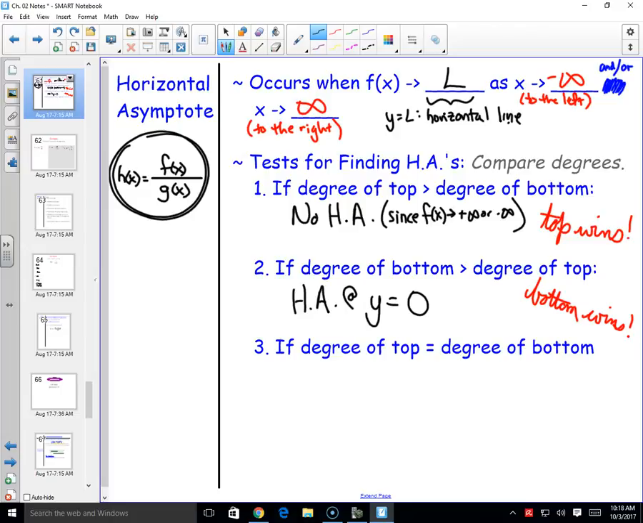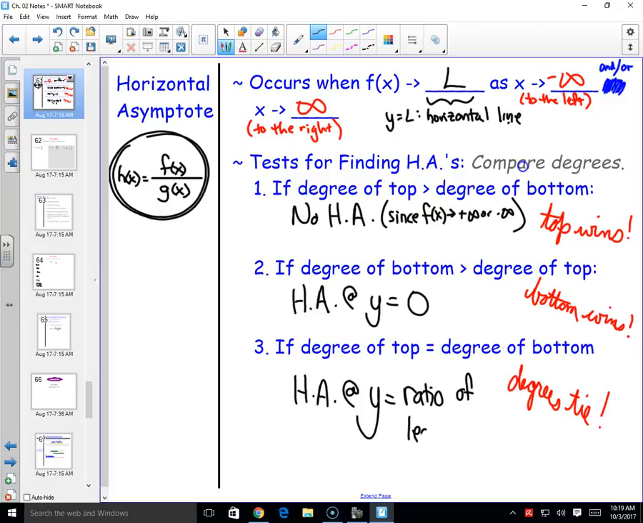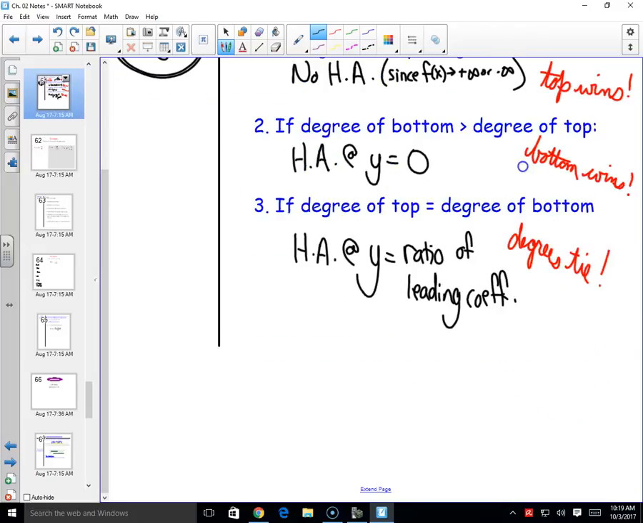If the bottom wins, eventually as you plug in x's to infinity or negative infinity, the whole value is going to go to 0. And last but not least, if the degrees of the top and bottom tie, you are going to have a horizontal asymptote, but the horizontal asymptote is going to be at y equals, and here's the struggle, the ratio of the leading coefficients.